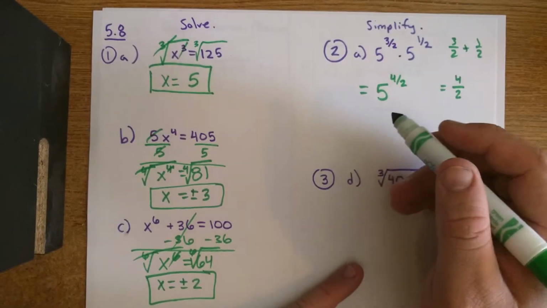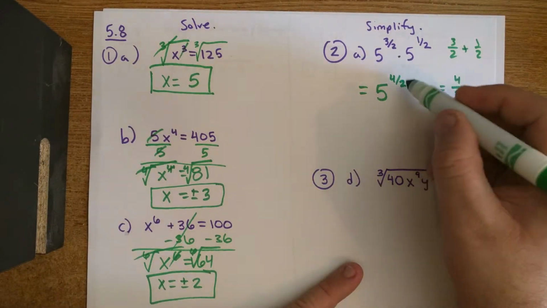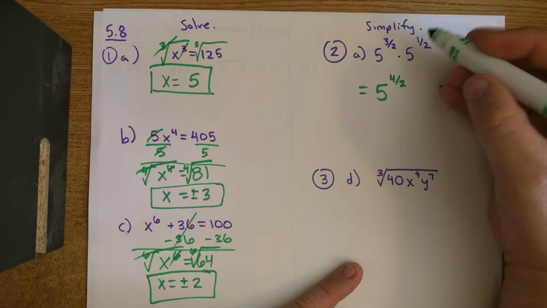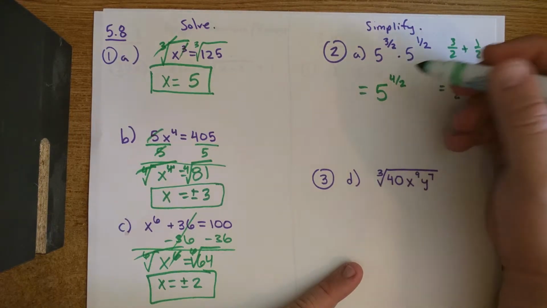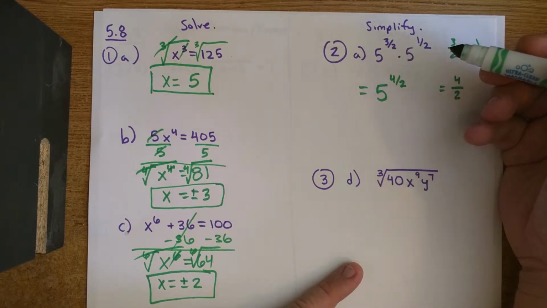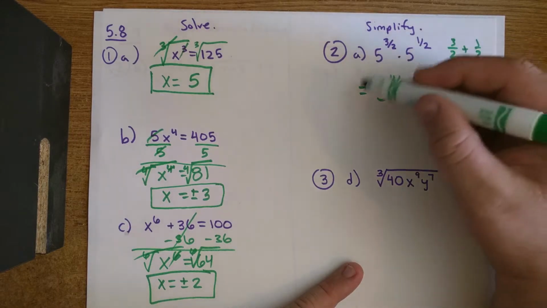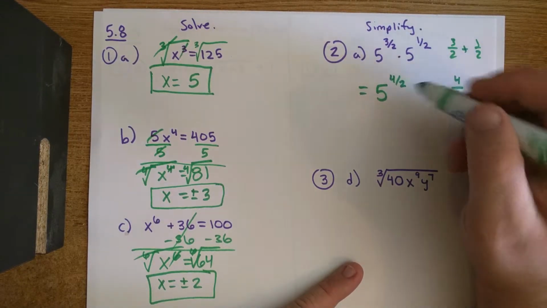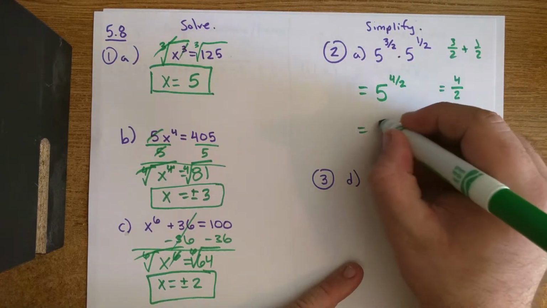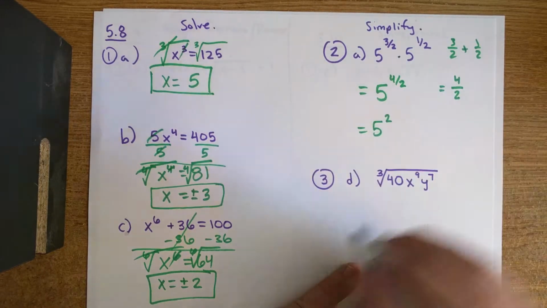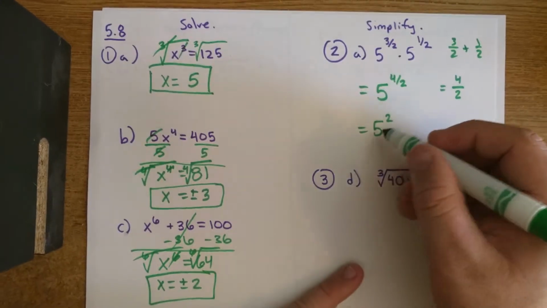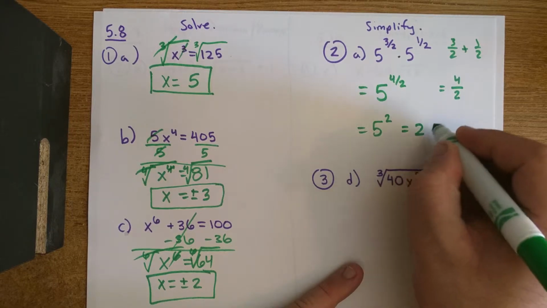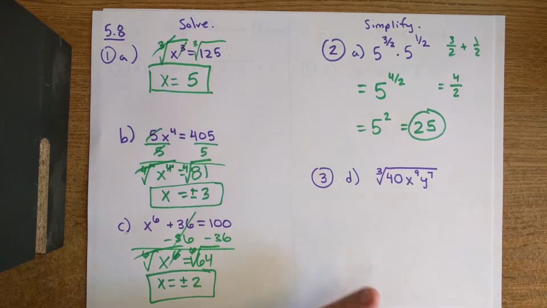Sometimes you cannot go further because you have to look at the fraction and ask, can I reduce that? On the quiz maybe it can reduce, maybe it can't. If it can't, you leave it. This is your final answer. This one, however, 4 divided by 2 in the exponent is 2. And hey, isn't that just 5 squared? That's 25. All right, let's go down to this one.